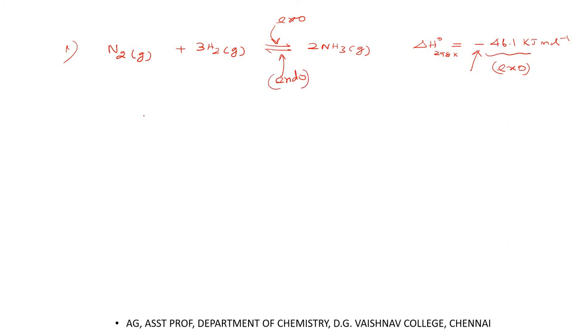So in this case, if temperature increases, what will happen? Increase of temperature will affect the endothermic reaction, or it favors endothermic reaction. So the endothermic reaction, that is the backward reaction in this case, starts to occur to a larger extent. So backward reaction is favored in this reaction.